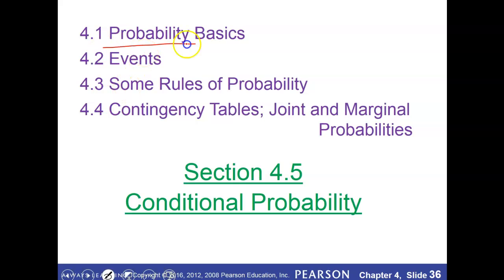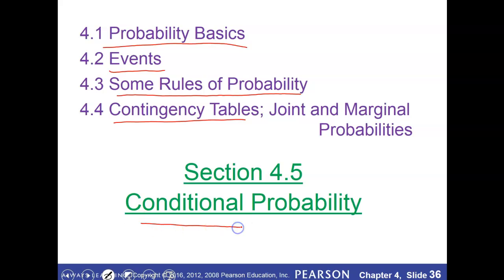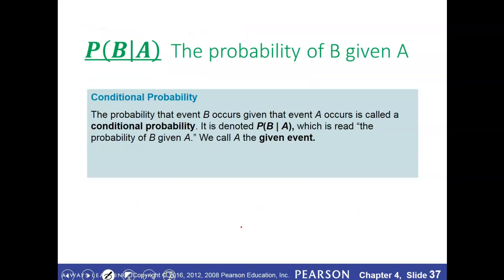We've already talked about probability basics. We've talked about what events are and some of the rules, especially with events that are this or that kind of events. And then we talked about contingency tables last time, which included both joint and marginal probabilities. And so now we're going to be moving on to what's called conditional probabilities.